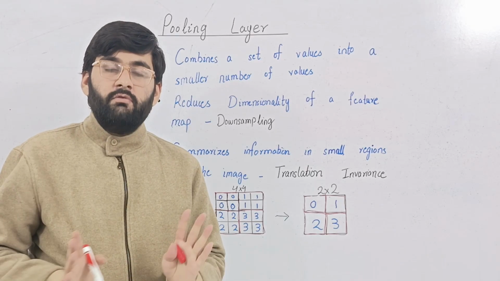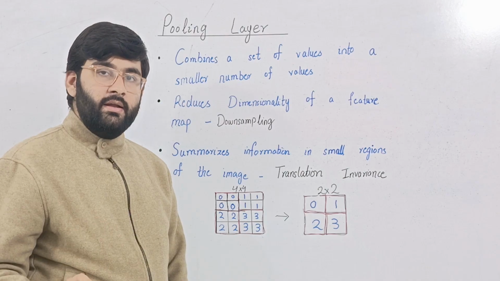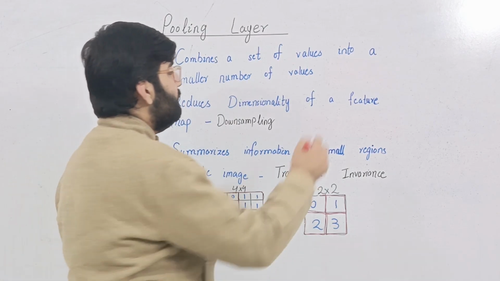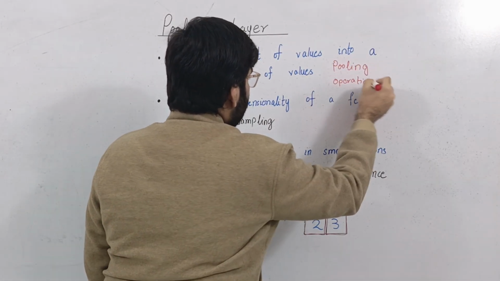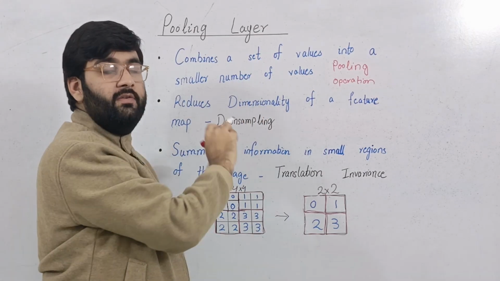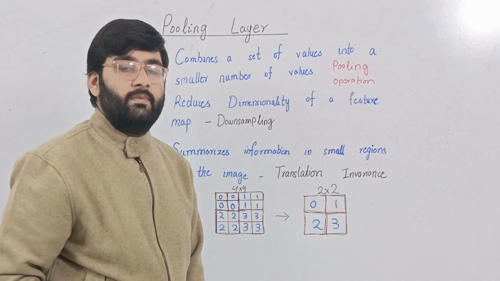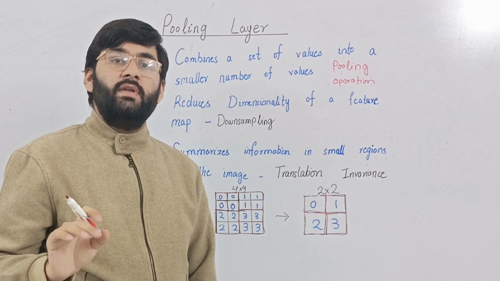In this lecture, we will talk about the pooling layer. The pooling layer is a key layer in convolutional neural networks. This layer is based on the pooling operation. This operation combines a set of values into a smaller number of values. Thereby, it reduces the dimensions of the input.